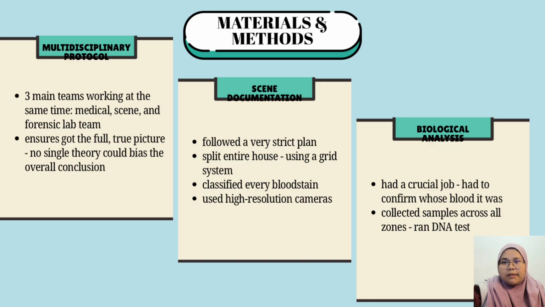The forensic lab had a crucial job. They had to confirm whose blood it was. They collected samples across all those zones and ran a DNA test. The key finding was that the DNA from all the bloodstains matched only the subject at the scene. This finding is called mono-origin.